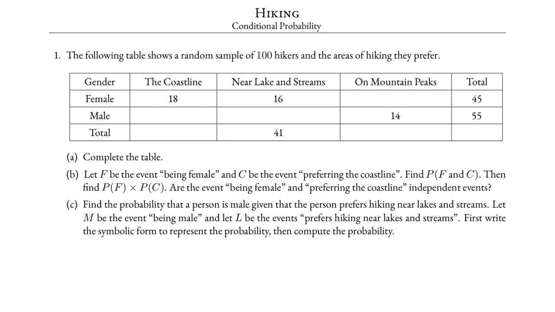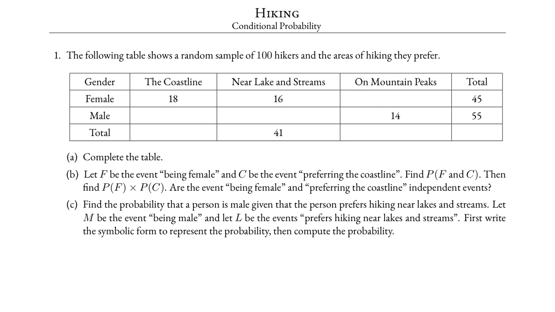The following table shows the random sample of 100 hikers and the areas of hiking they prefer. The table lists the gender, male or female, versus the areas of hiking they prefer, whether coastline, near lakes and streams, or on mountain peaks. Included in the last row is the total of the columns, and the last column is the total of the rows.